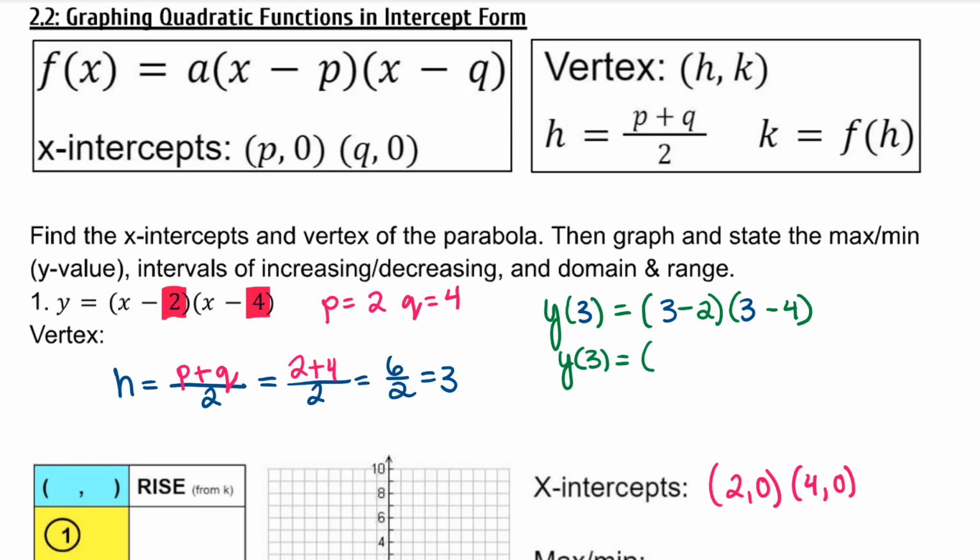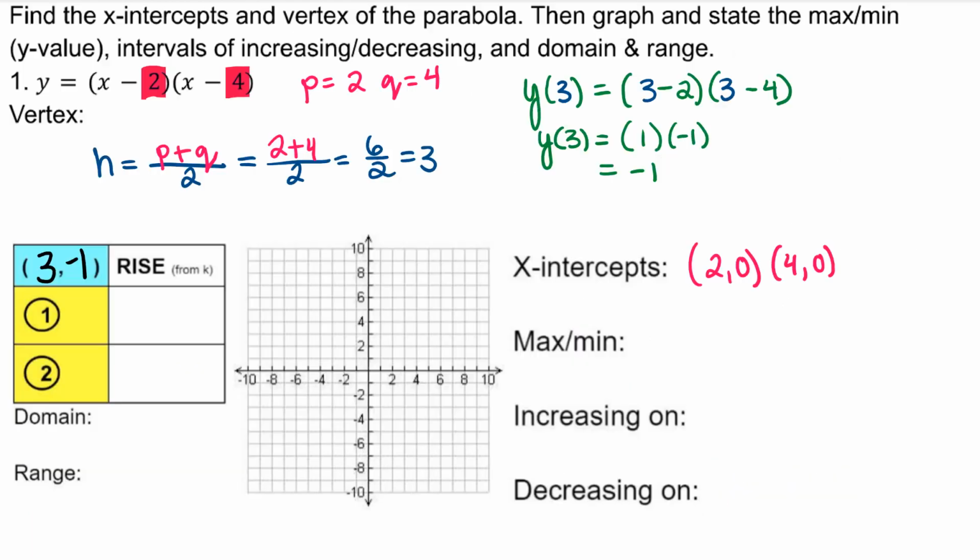Let's simplify. 3 minus 2 is 1. 3 minus 4 is negative 1. 1 times negative 1 is negative 1. So h is 3 and k is negative 1. The x part of the vertex is 3 and the y part is negative 1. All we needed was the vertex in order to graph.